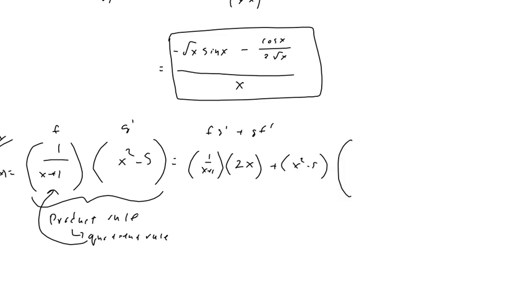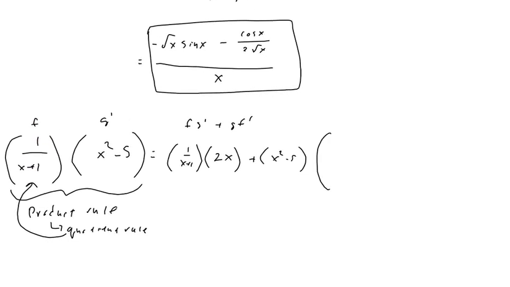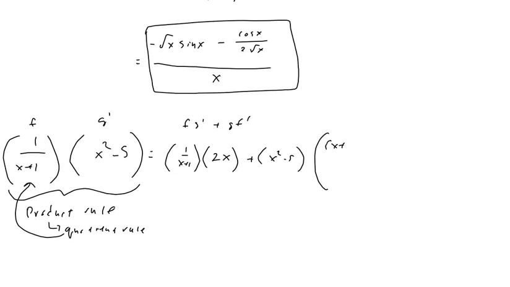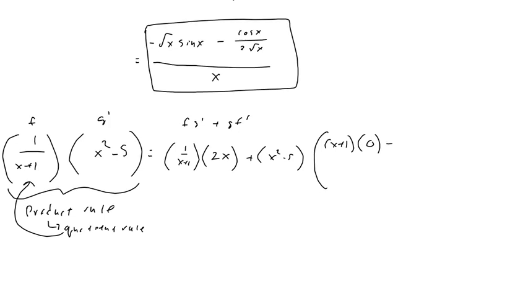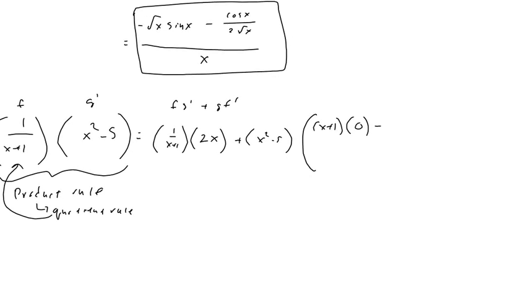Low d high. Okay, so low is x plus 1. The derivative of the top part, what is the derivative of 1, everybody? D high. What's the derivative of 1? Derivative of a constant is a 0. So low d high is x plus 1 times a 0. Minus high d low, 1 is the high part, the derivative of x plus 1. What's the derivative of x plus 1?